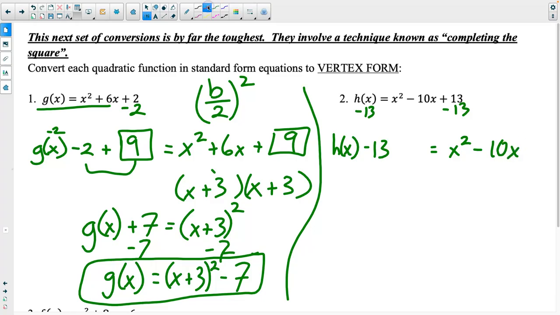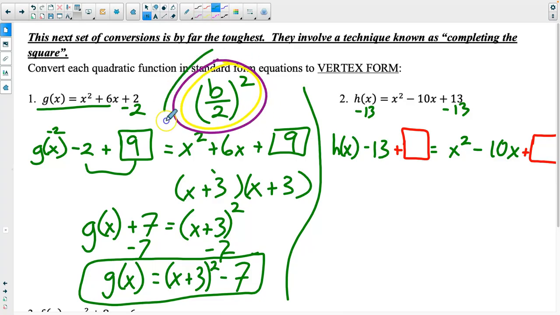What do I do next? What's missing that this does not have? The squares. I need to have the boxes in there. So I'm going to add a box to both of them. Might be important. How do I fill that box?